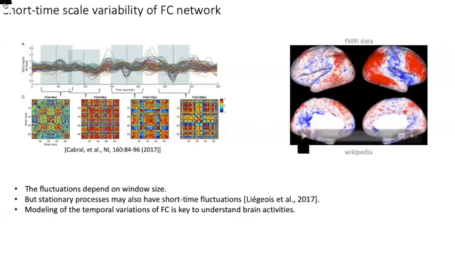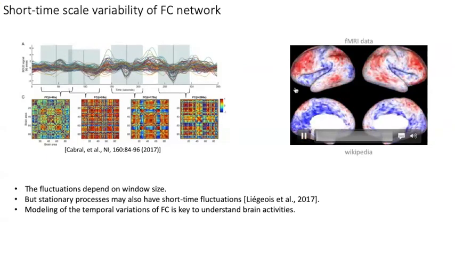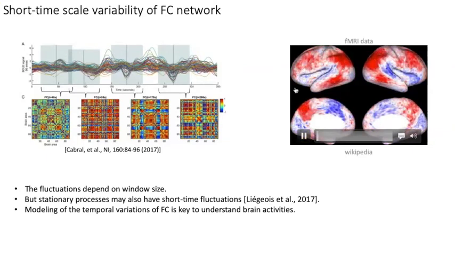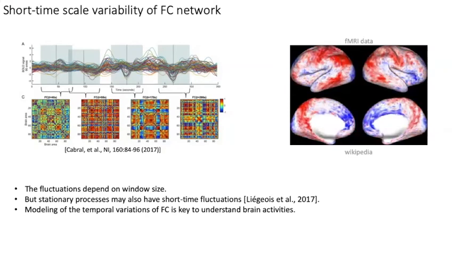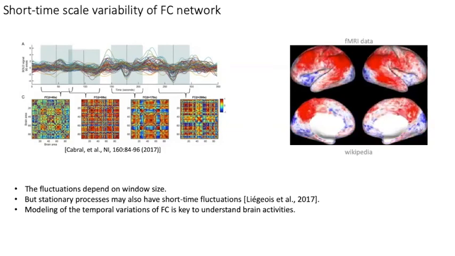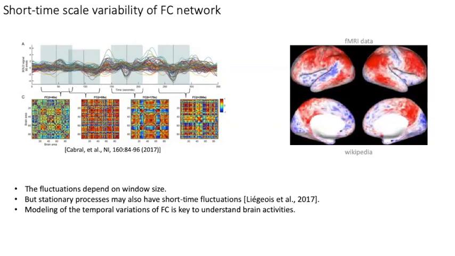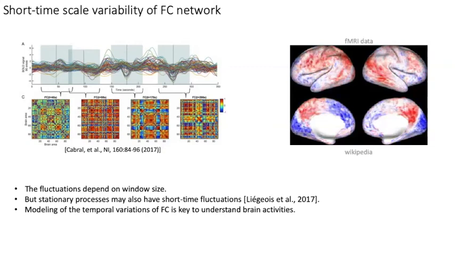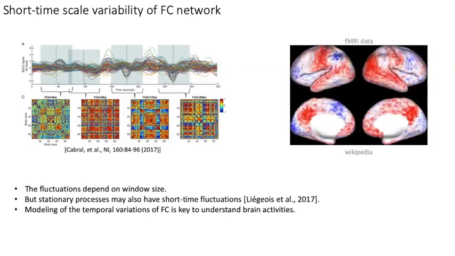For those who haven't really seen functional imaging data, this video I found on Wikipedia shows the fluctuation in functional imaging data. Basically, you see the oscillation as a standing wave, oscillating at the same place, and also the traveling wave, where the energy spreads over other regions.